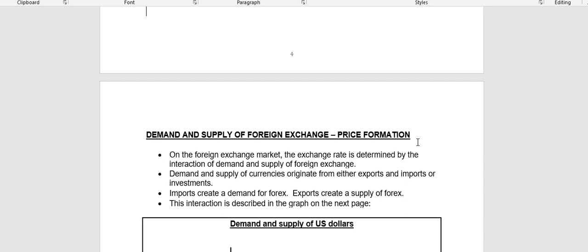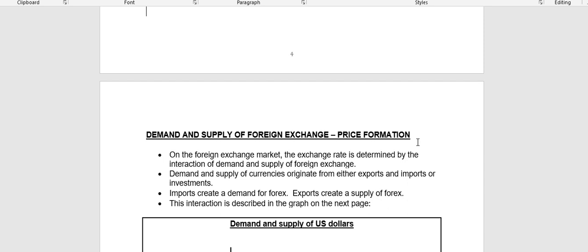Okay, so demand and supply of currencies, where does it come from? Why would there be a demand for currency? Why would there be a supply of currency? That originates from international transactions. Okay, so for example, if there's exports, if South Africa is exporting goods to America, in America, obviously, they would have to pay us. And in South Africa, we expect to be paid in rand.